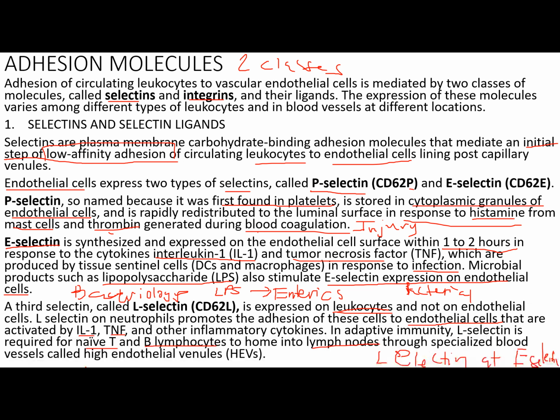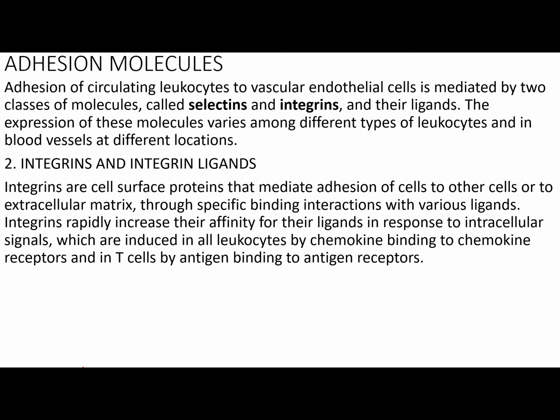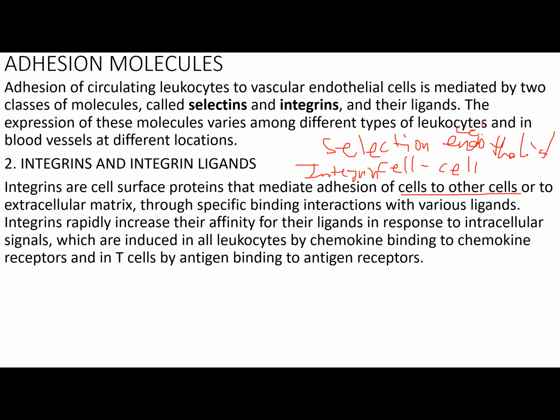Okay, let's continue. Now, let's talk about the second one, the integrins and the integrin ligands. Integrins are cell surface proteins that would mediate adhesion of cells to other cells. So, while selectin, class, is found on the endothelial surface, integrin would allow adhesion cell to cell. Integrin is cell to cell, while selectin is cell to endothelial.